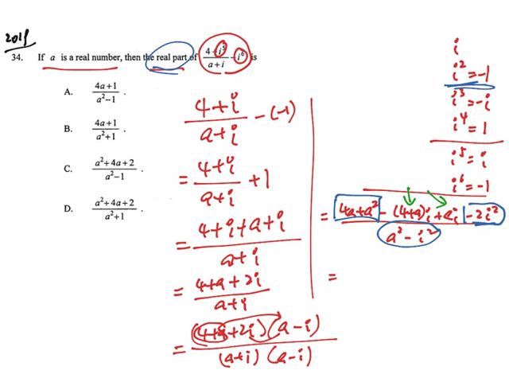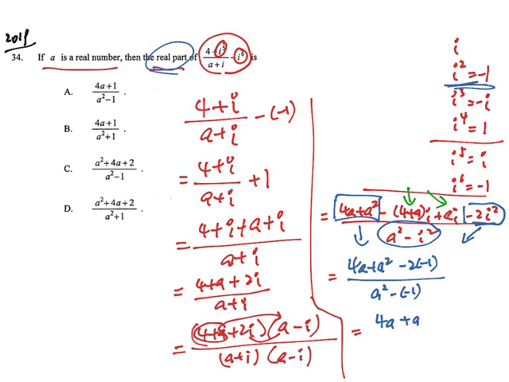So let's do it. 4a plus a squared here, and then for this one, -2 times -1. And for this one, a squared minus -1. So finally, it is (4a plus a squared plus 2) over (a squared plus 1). So you can see the answer is D.